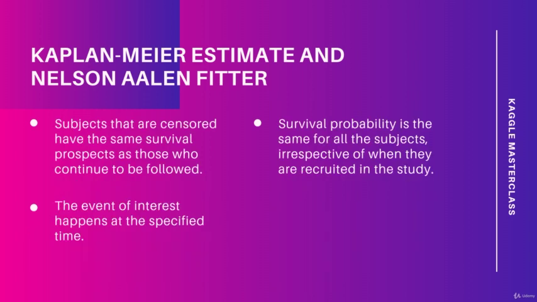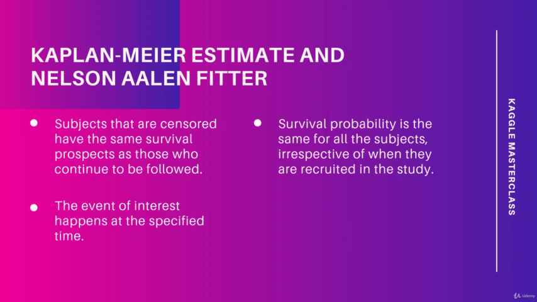For survival analysis, using the Kaplan-Meier estimation, there are 3 assumptions to be taken. Subjects that are censored have the same survival prospects as those who continue to be followed. Survival probability is the same for all the subjects, irrespective of when they are recruited in the study. The event of interest happens at a specified time.